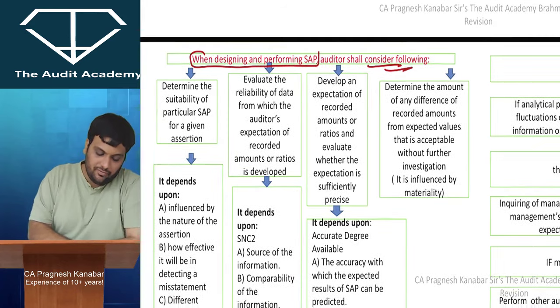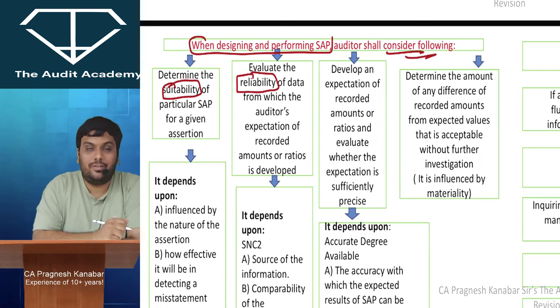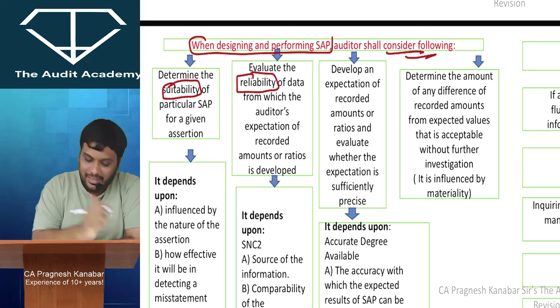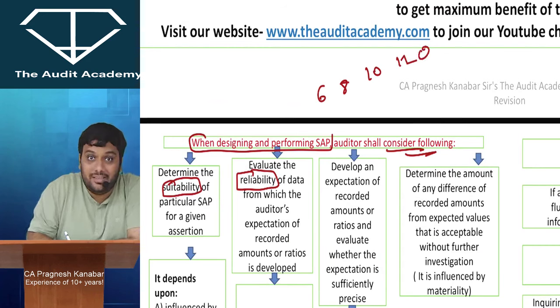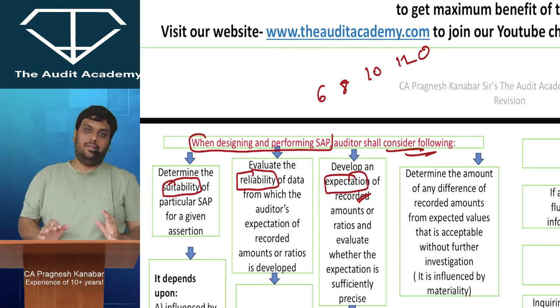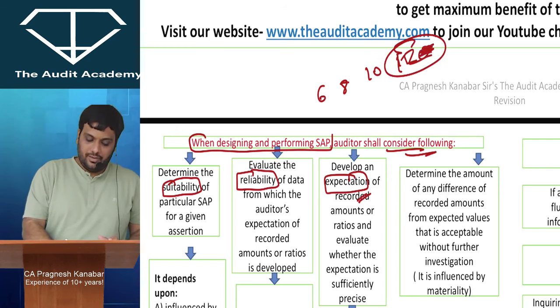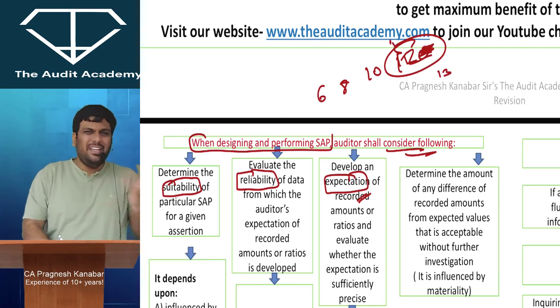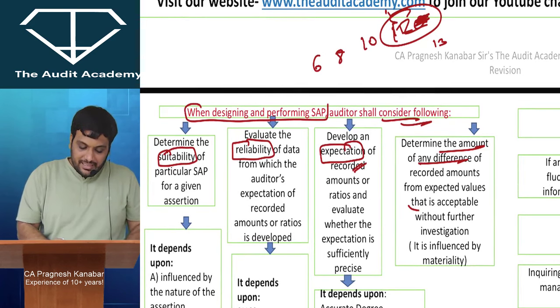So when you are designing and performing substantive analytical procedure, you have to first consider the suitability. Then you have to consider whether the data itself will be reliable or not. Then, boss, let us say if the trend is going 6, 8, 10. Then next year you expect 12, right? You don't expect 120. So you have to set up reasonable expectation of the recorded amounts. All right, reasonable expectation of recorded amounts. And let us say if it is 12. All right. And the actual outcome is 13 or 11, you may just leave it. It's okay. So you have to decide what is the amount of difference that is acceptable to you.